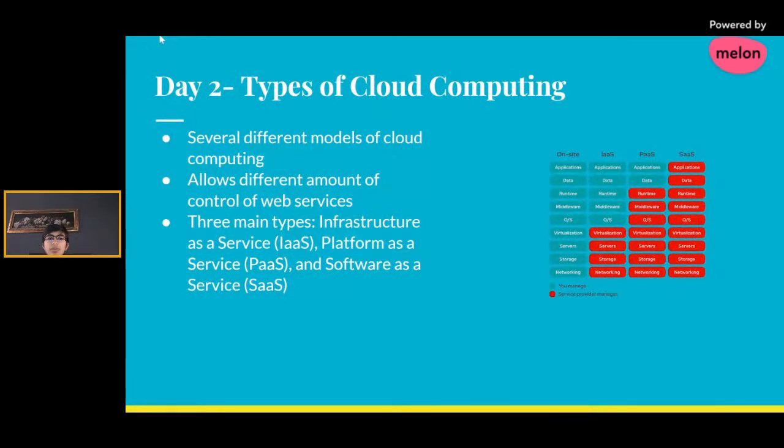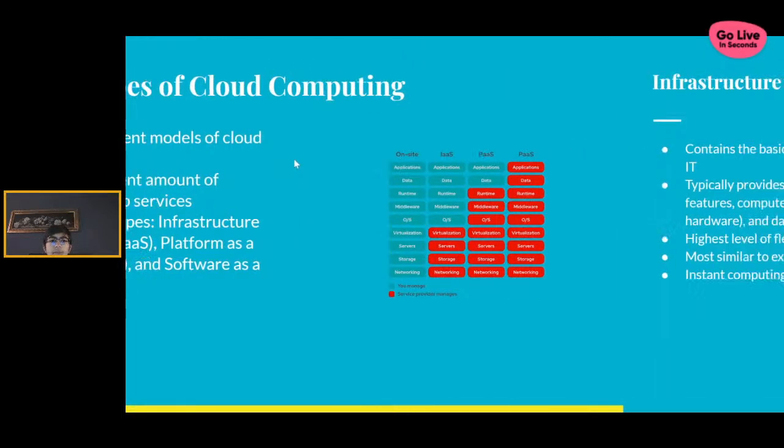Next, what are the types of cloud computing? So there are several different models of cloud computing, and they all allow for different amounts of controls of web services. The three main types are infrastructure as a service, platform as a service, and software as a service.